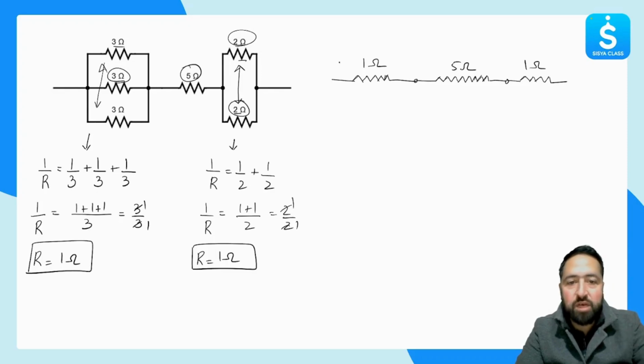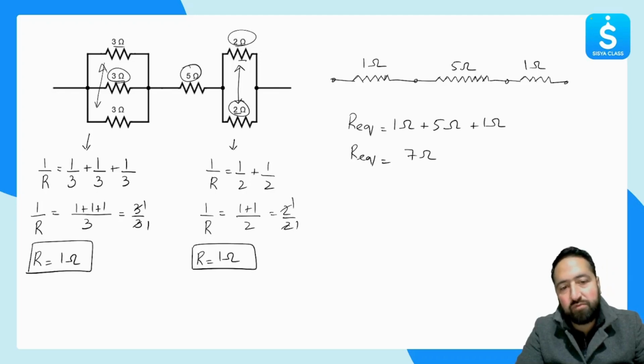Now, what will be the equivalent resistance here? They are connected in series now. You see 1, 5 and 1. So I'll apply the series formula. R equivalent equals 1 ohm plus 5 ohm plus 1 ohm. What is that equal to? Yes, 5 plus 1 is 6, 6 plus 1 is 7 ohms.